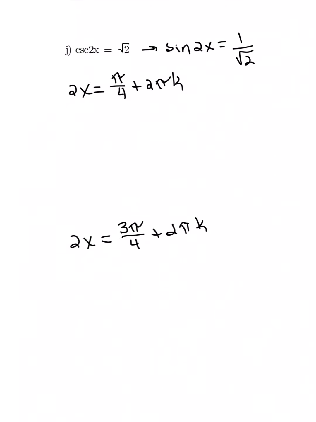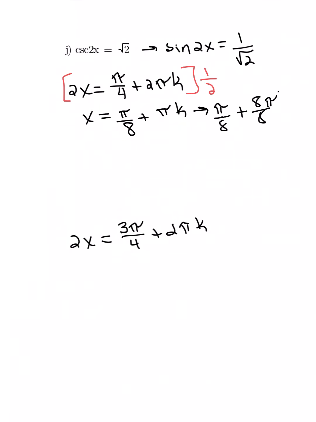Now that we have argument equals angle, we're ready to solve for the argument. So we are going to take every term times 1/2. This will give us x equals pi over 8 this time plus pi k. We could rewrite this as pi over 8 plus 8 over 8 pi k. So our first angle is the pi over 8. For our second angle, we're going to add 8 over 8 to 1 over 8. That's going to give me 9 pi over 8.